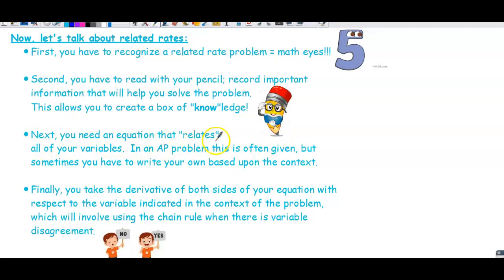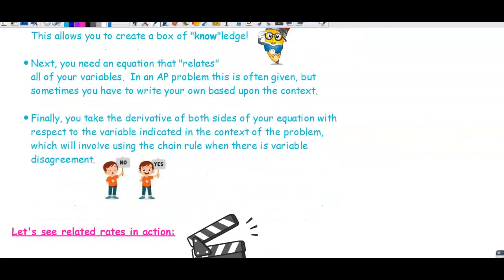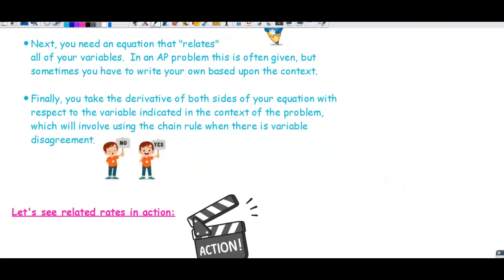Next, you need an equation that relates your variables. So you begin with related variables, and when you take the derivative, you end up with related rates. In an AP problem, this equation is often given, but sometimes you have to write your own based upon the context of the problem. And then finally, to complete the related rate problem, you take the derivative of both sides of your equation with respect to the variable indicated in the context of the problem. It could be with respect to x, with respect to t, which will involve using the chain rule when there's variable disagreement. Remember, we talked about that, the yes, no, the xy, the xt.